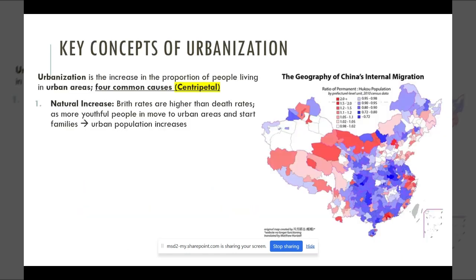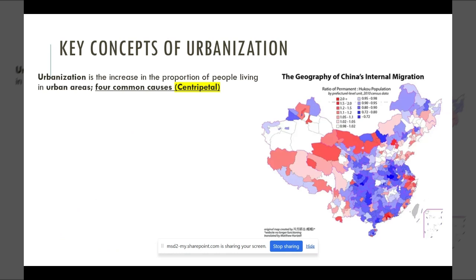So urbanization is the increase in the proportion of a population, whatever place you're talking about, that is living in urban areas. And there are four common causes, and these are called centripetal. Centripetal forces are things that draw people into an area, kind of like when you go over a loop in a roller coaster, you get stuck to the inside. You don't even need that handlebar, even though you should probably put it down anyway. But it'll keep you inside as centripetal forces.